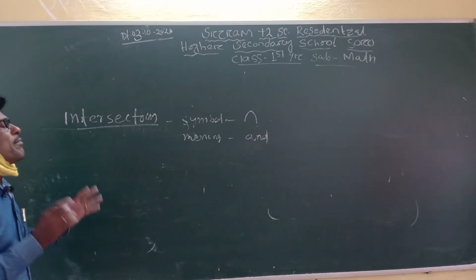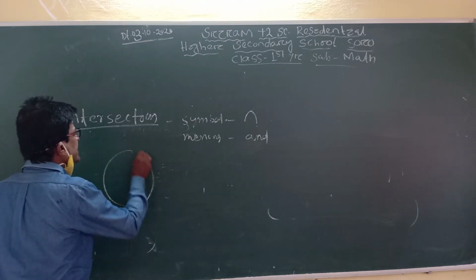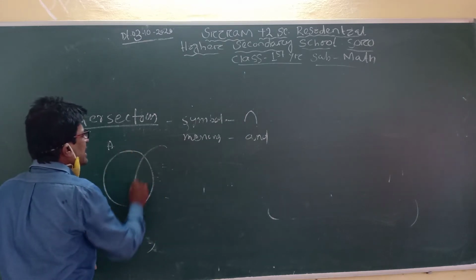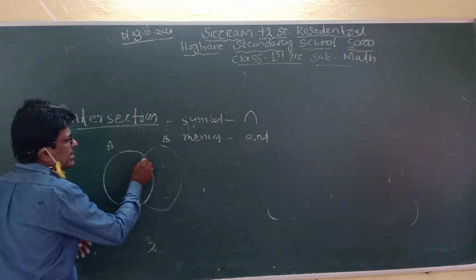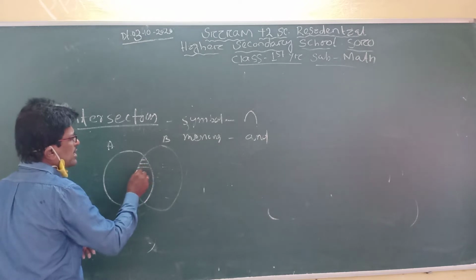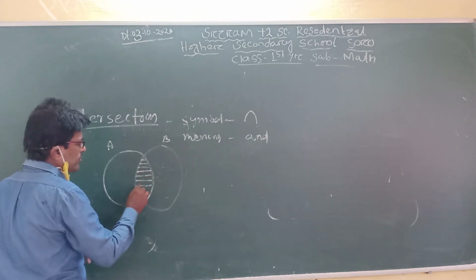Now I am going to draw the Venn diagram. Let A be a set, and that is the B set. The shaded region, the intersection, is the part common to both. Intersection means common to both.